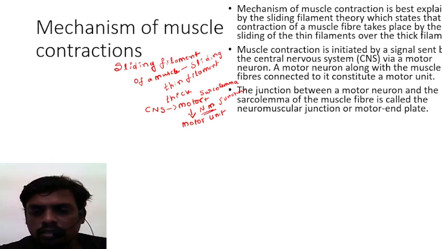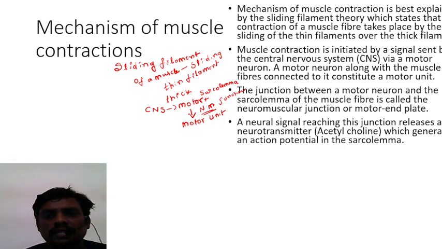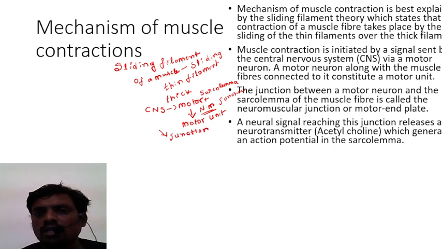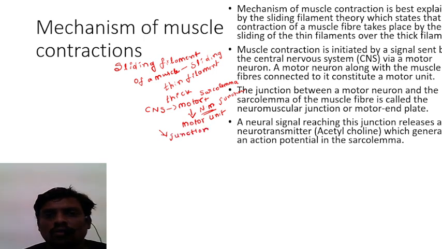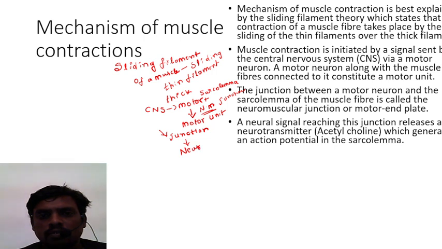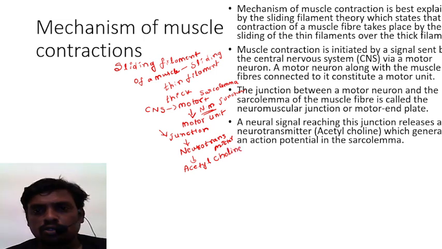Here a neural signal reaches this junction. Whenever the junction receives this neural signal, it releases a substance called a neurotransmitter. What is that called? Neurotransmitter. Various neurotransmitters are there. Among them, acetylcholine is the best example of a neurotransmitter.